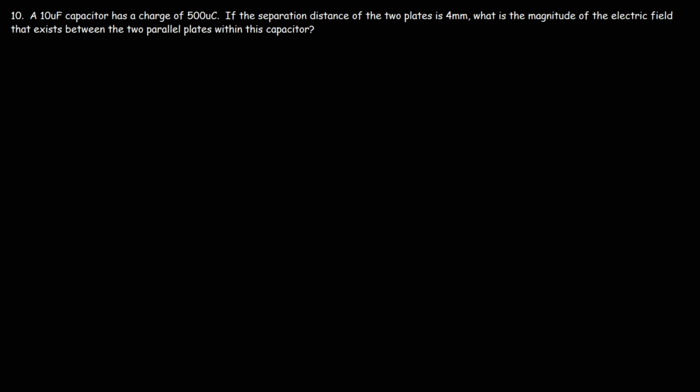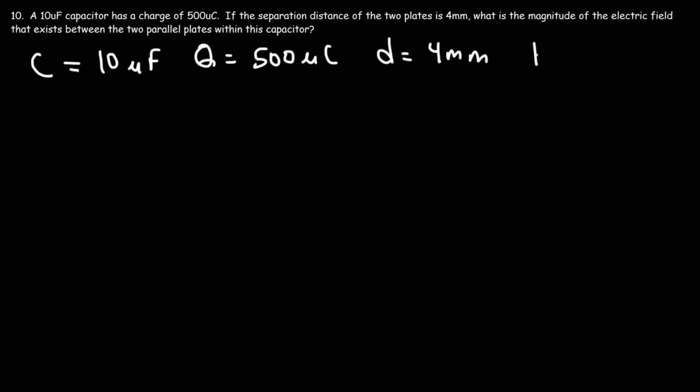Now, if you want to draw a picture, it will be very similar to the picture that we drew in problem 9. So there's no need to draw a picture for this problem. Let's write down what we know. We know the capacitance is 10 microfarads. The charge is 500 microcoulombs. The separation distance between the two plates is 4 millimeters. And our goal is to calculate the magnitude of the electric field.